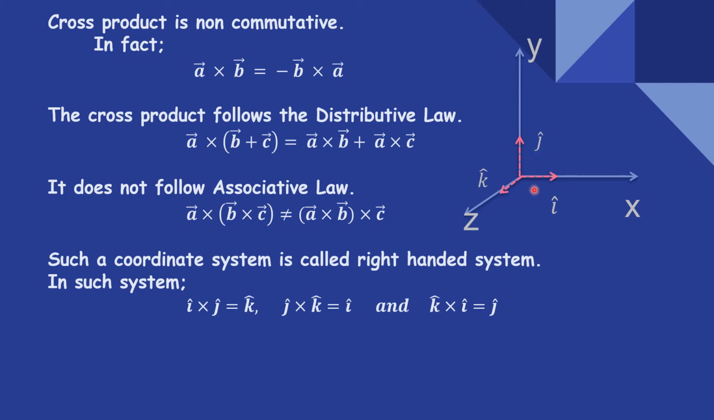Most important is that we follow this order as the first rule. If we change the order, the result becomes negative. So this is something important. Of course, i cross i, j cross j, and k cross k are equal to 0 because sine 0 is equal to 0, and the angle between i and i is always 0. So the cross product of a vector with itself is always 0.